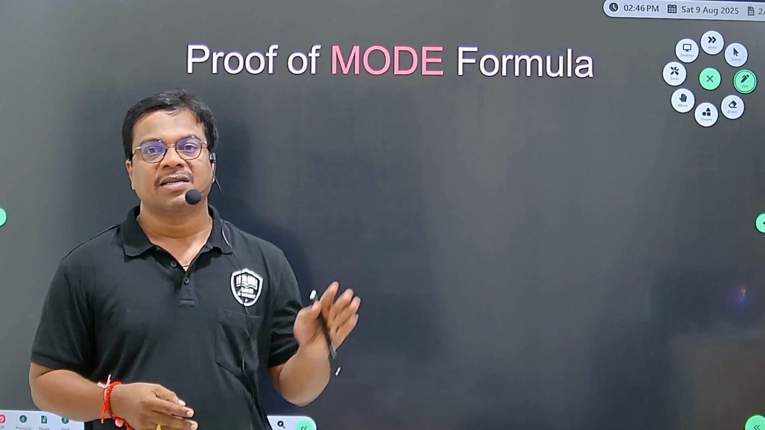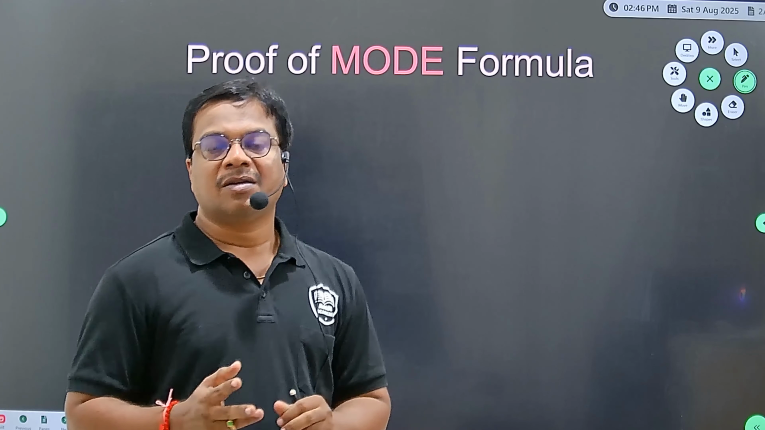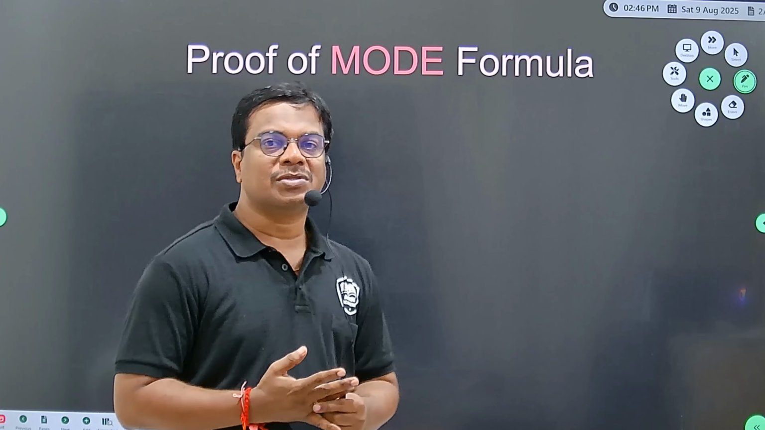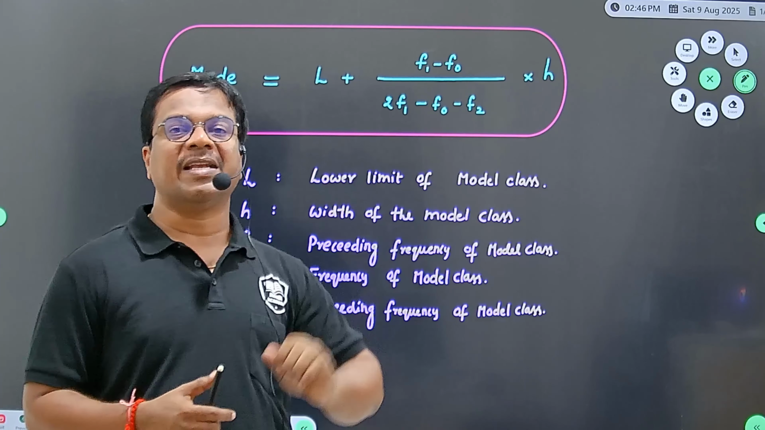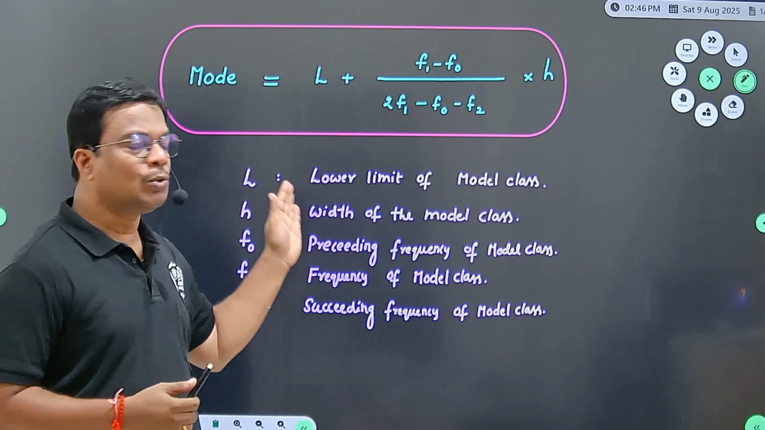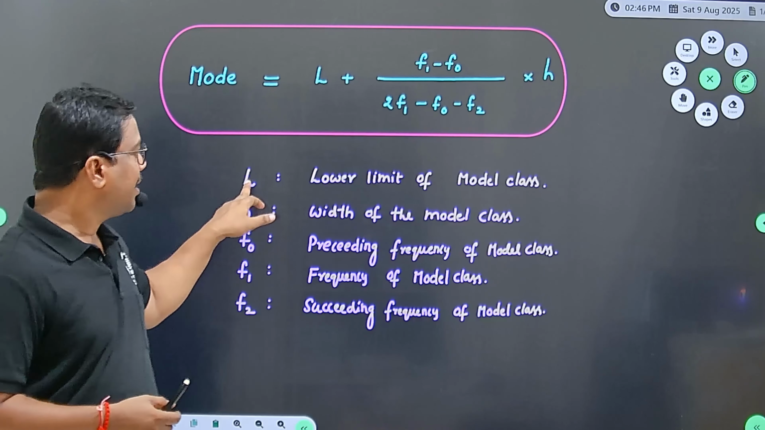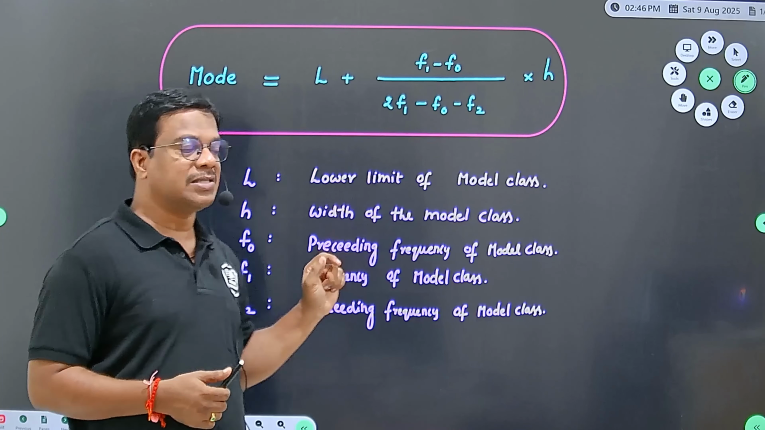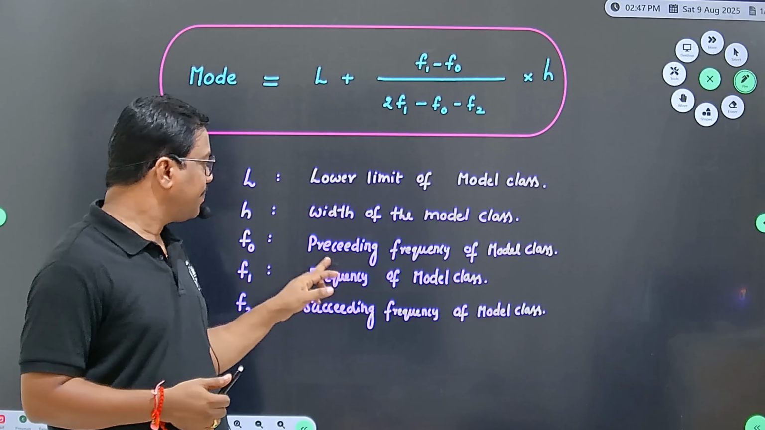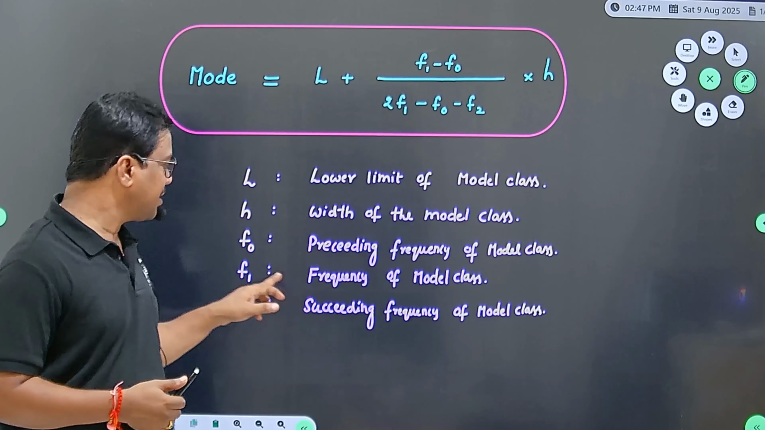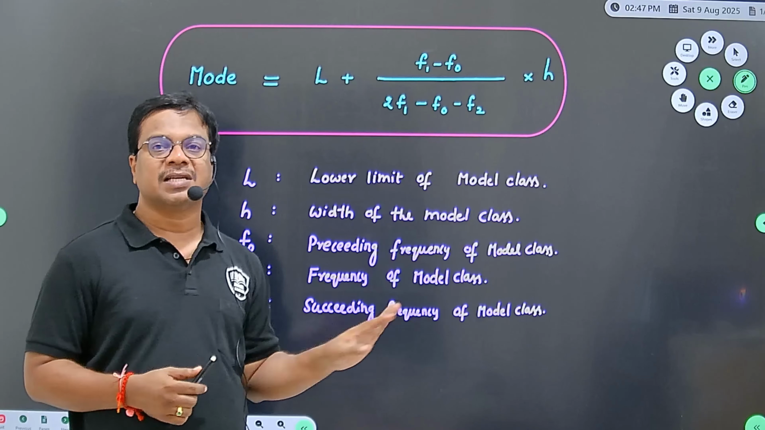In case class intervals along with frequencies are given, then to find the mode of the given data, we use the formula L plus (F1 minus F0) divided by (2 times F1 minus F0 minus F2), into H. Here capital L is the lower limit of the modal class, H is the width of the modal class, F0 is the preceding frequency of the modal class, F1 is the frequency of the modal class, and F2 is the succeeding frequency of the modal class.